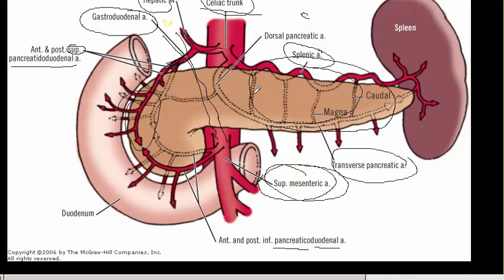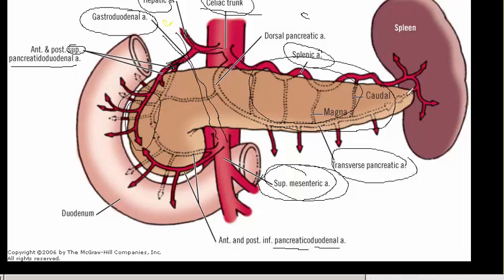So again, the blood supply of the pancreas, the head and the neck, and the body and the tail. The head and the neck are mainly supplied by the celiac trunk and the superior mesenteric artery. The celiac trunk is responsible for the gastroduodenal artery, which will branch into the anterior and posterior superior pancreatico-duodenal artery. Okay, the superior mesenteric artery on the other side will give the inferior, anterior, and posterior pancreatico-duodenal artery.